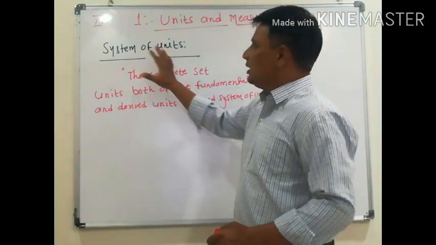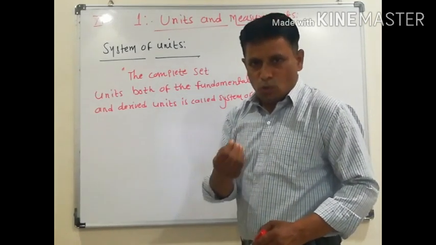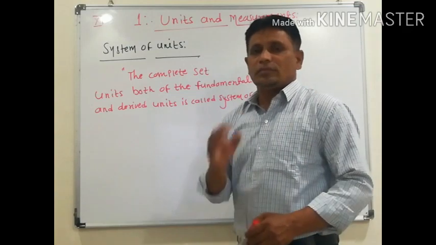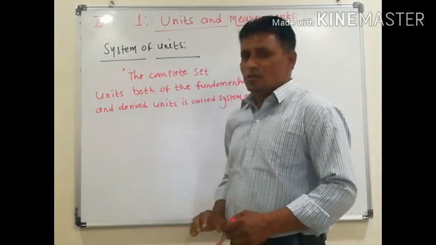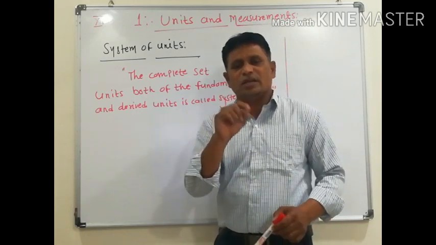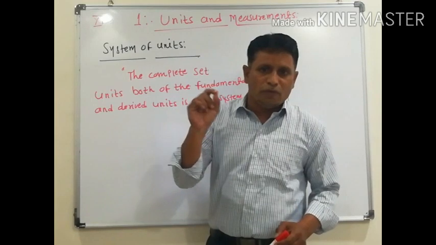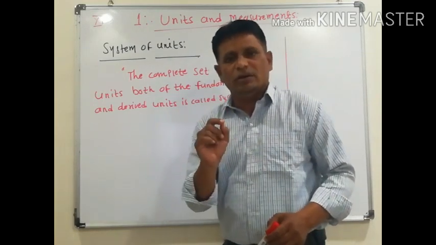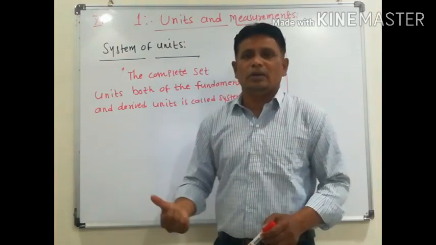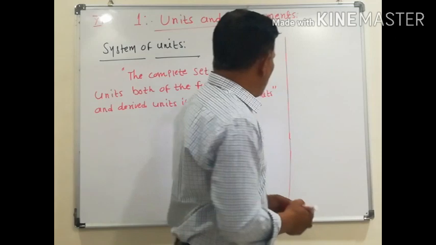Before going to detail about the system of units, what is exact system of units means, how many systems we have to use, we'll see. Before going to that, we have to see some basic concepts related with the fundamental physical quantities and derived physical quantities. We have fundamental physical quantities, then automatically we have fundamental units. So what is fundamental unit?